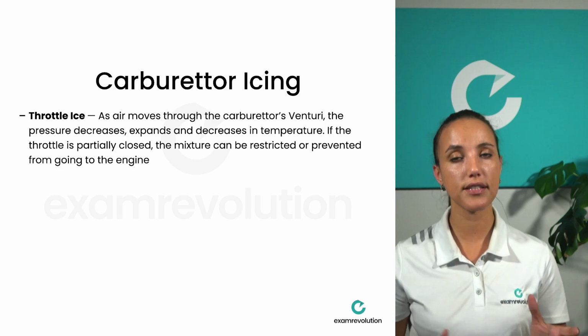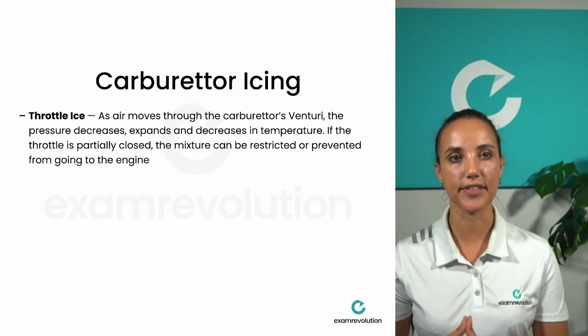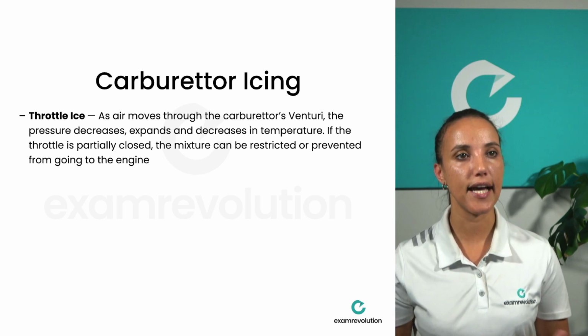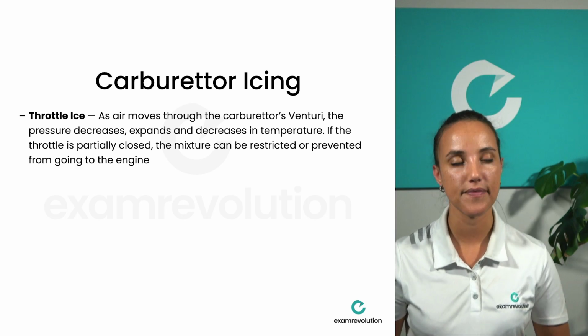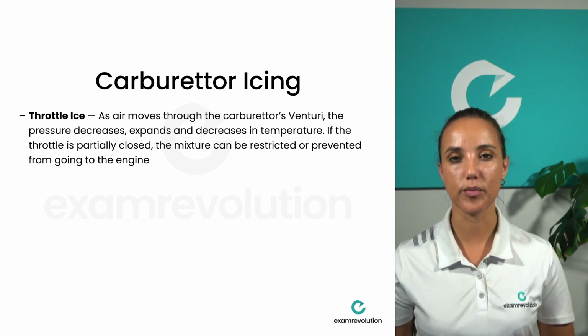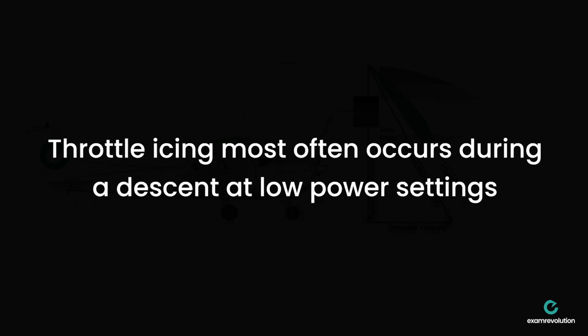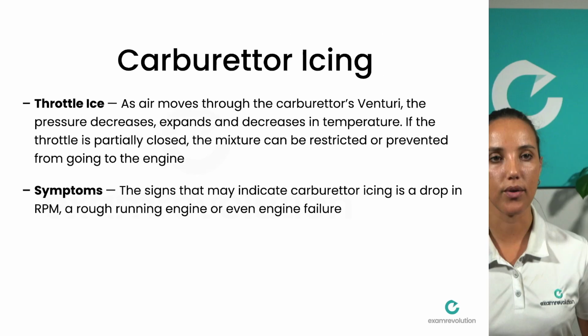So throttle ice then is the last type of carburetor icing. So as air moves through the carburetor's venturi, the pressure decreases, the air expands and decreases in temperature, and if the throttle is partially closed, the mixture can be restricted or prevented from going to the engine. So if we have a look at this example, the throttle icing impacts around the throttle butterfly valve and also around the valve itself, and if severe enough, it can cut off the entire fuel-air mixture to the engine. Now, throttle icing most often occurs during a descent at low power settings.